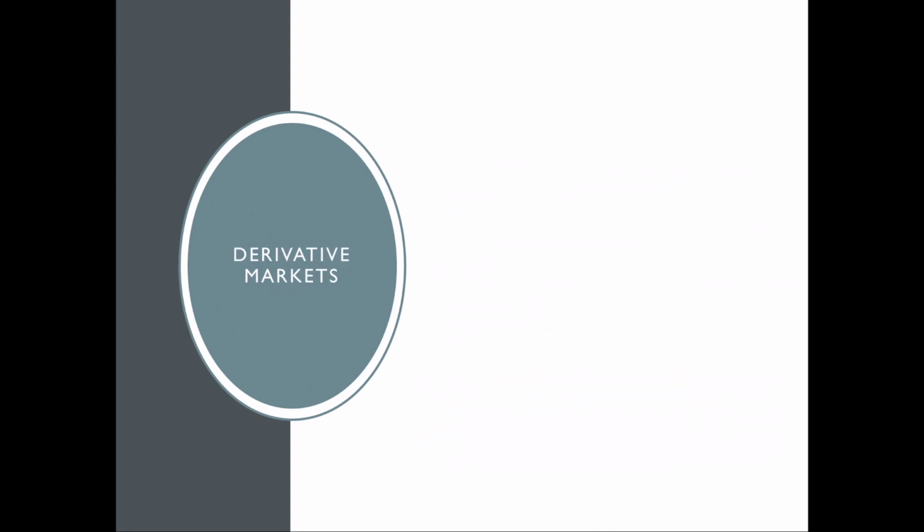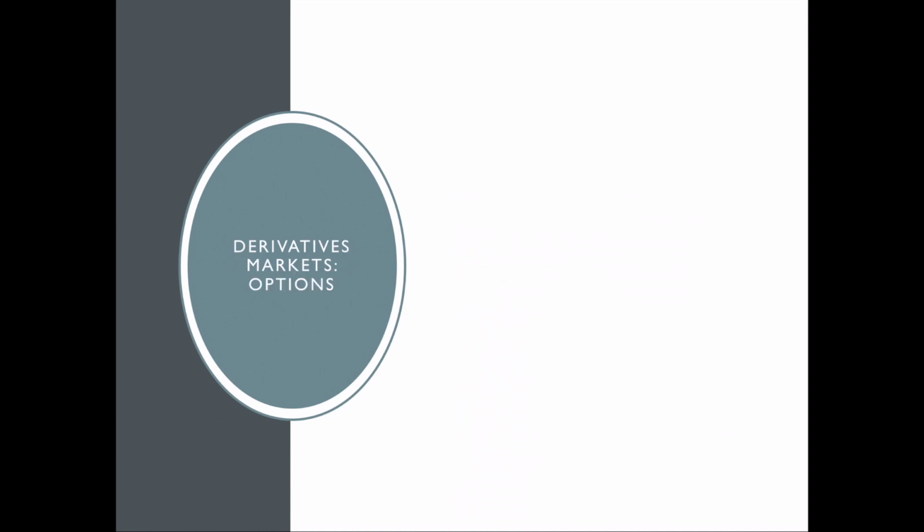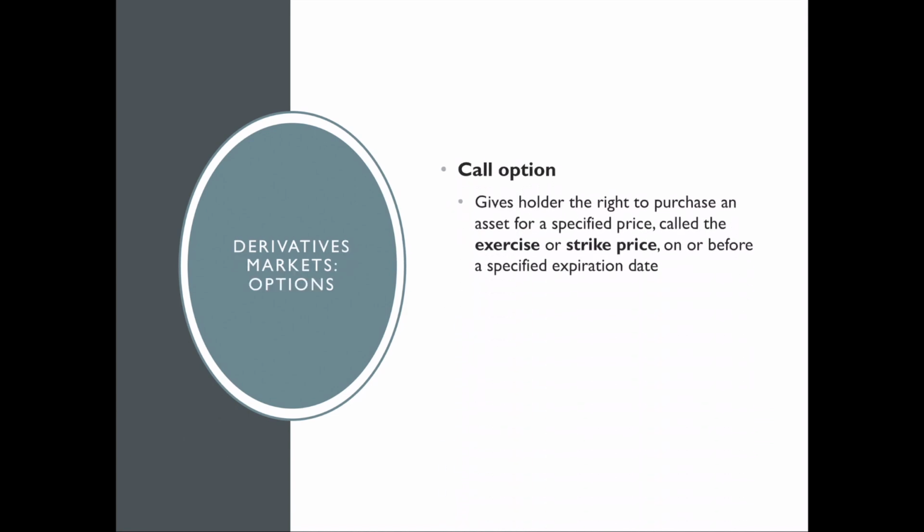Last up here, our last type of capital market, our derivatives market. A derivative asset is a claim whose value is directly dependent on, or contingent to, the value of some underlying asset, and you have both options and futures. Types of options include call options, which give the holder the right to purchase an asset for a specified price, called the exercise or strike price, on or before a specified expiration date. So you have the right but not the obligation.